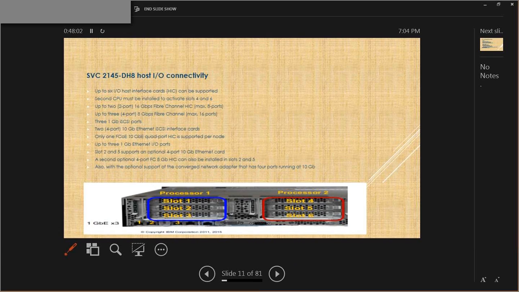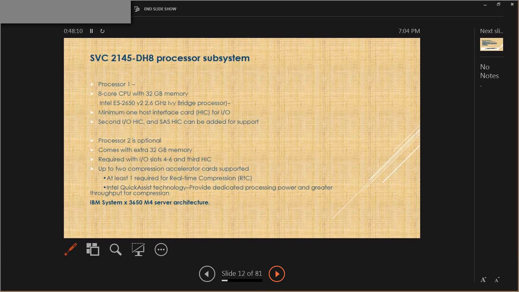So I think it should be clear now, right? At least this part. How the compression accelerator card looks, we are going to see in the upcoming slides. Okay. So now let us look at the processor, how the processor is. Okay, so we are talking about the processor here.